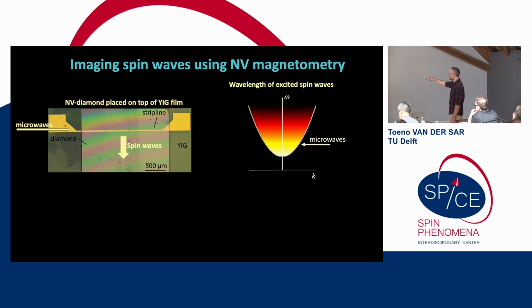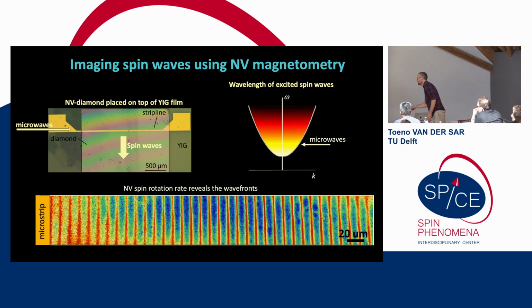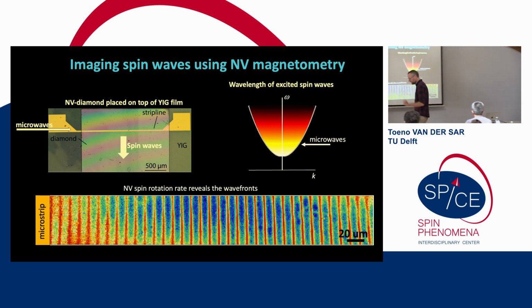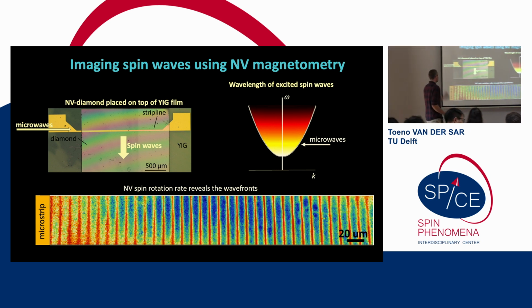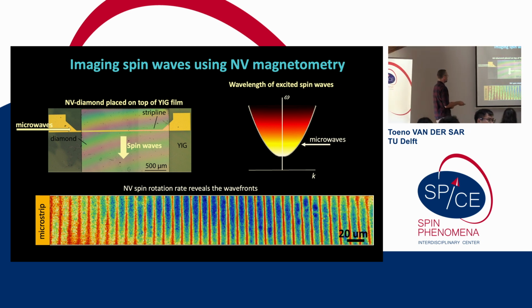Spectrally, it looks like this. We have a spin wave dispersion, omega versus k. We apply microwaves of a certain frequency, and that will give us a certain wavelength of the spin wave. And that spin wave will travel downwards away from this microwave strip line. Then we can tune our NV center into resonance with that spin wave frequency, and the spin wave will start driving NV center spin rotations. And that's basically what you see here.